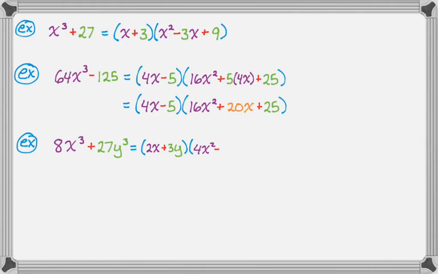I have to multiply them together, so it's 2x times 3y. And then this is always a plus sign. And then if I square 3y, I get 9y squared. And again, I should clean this one up. So 2x plus 3y, and the quantity 4x squared minus 6xy plus 9y squared.